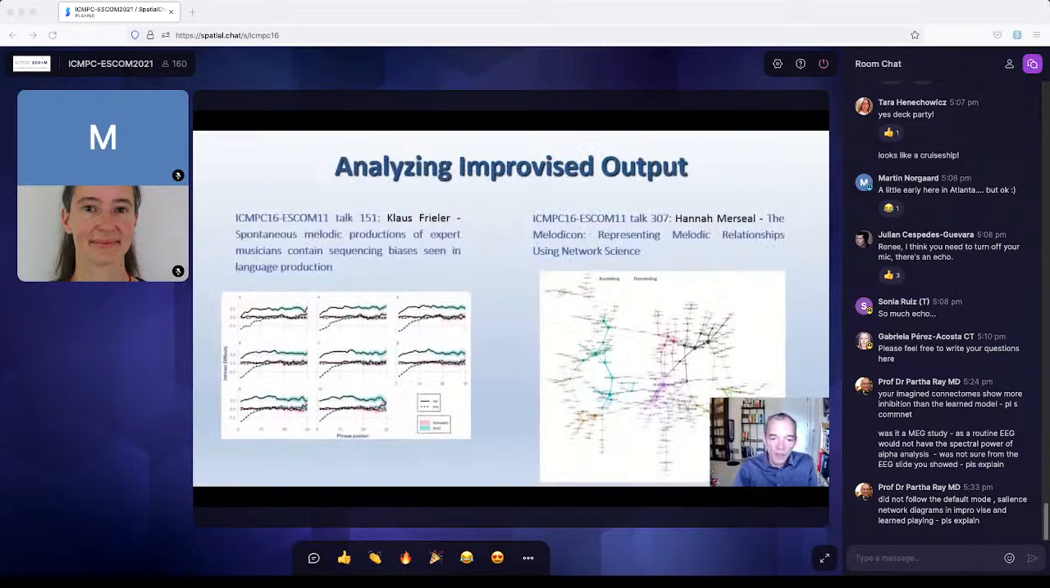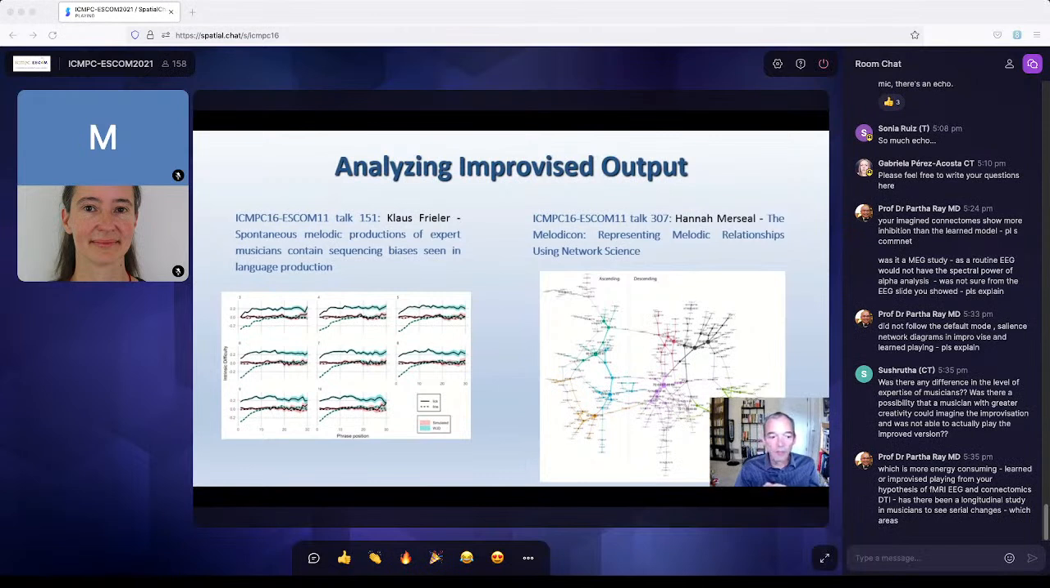Another area of interest is analyzing the actual output from improvisers, and hopefully you saw the talk in the previous hour by Klaus Frieler, who talked about a sequencing bias similar to language production. If not, I highly recommend that you go and check that out. We are working on analyzing improvisations using network analysis, looking at actual output and creating a network from existing improvisations in this study that Hannah Merzel also described in a talk previously that I hope you will go back and look at. We used the Weimar database to create a network and showed that you can use network measures that align with participants' ratings of similarity.